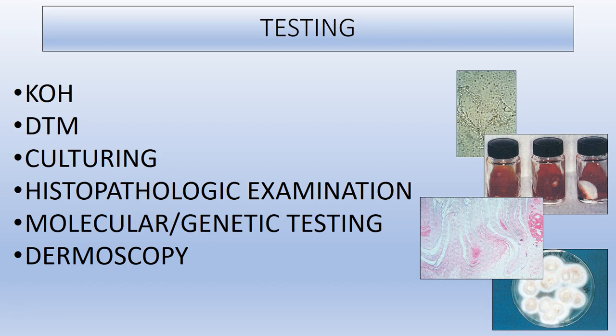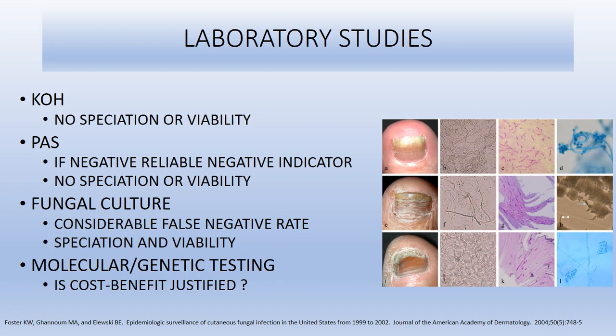The downside of molecular genetic testing is, of course, the cost. Dermoscopy has also become increasingly popular in the evaluation of onychomycosis, as it has for many skin disorders. The advantage of dermoscopy, it is inexpensive, easily done in the office. The downside is that we have no identification of species.